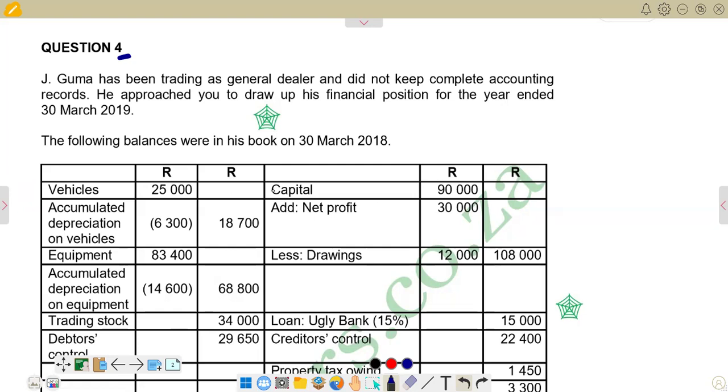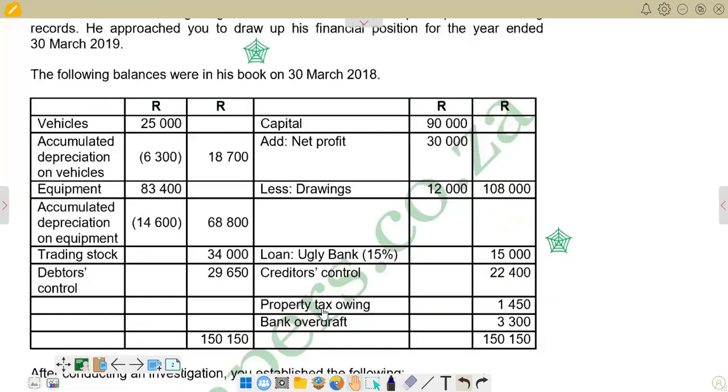So you're given there fixed assets, an analysis in terms of a summary of vehicles and equipment, and we've also got other assets on the debit side. Then we've got some details on the other side, where we've got capital, drawings, and details of our liabilities. So this is what we have according to the information that we are given.